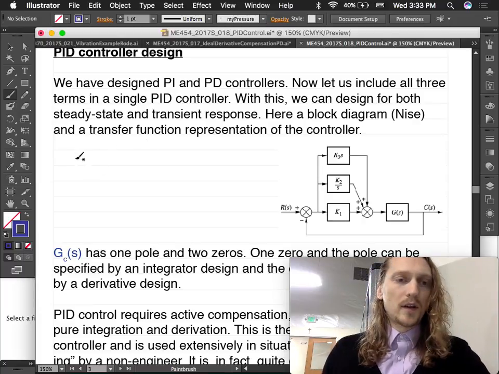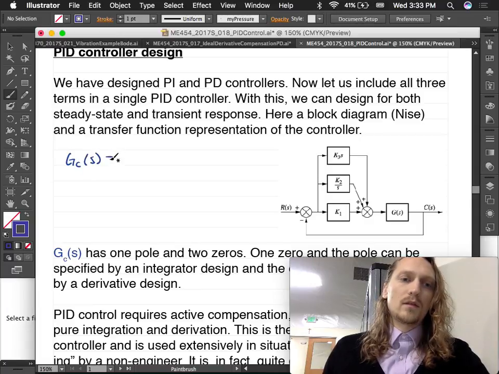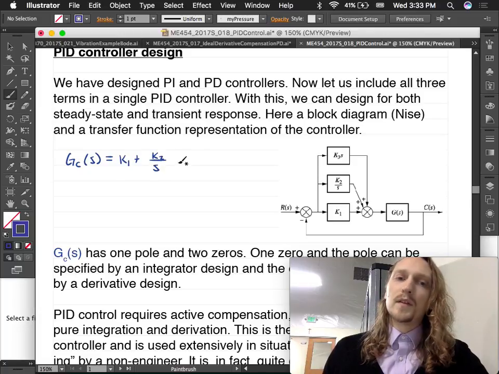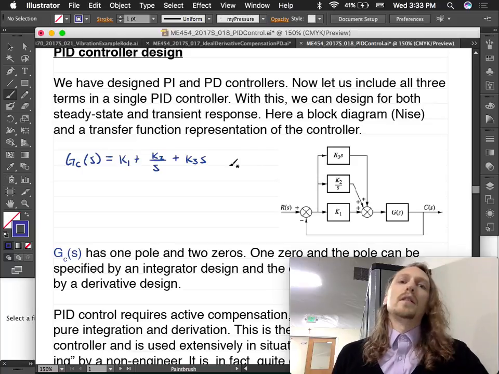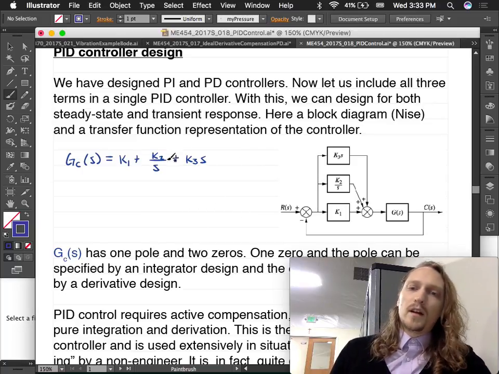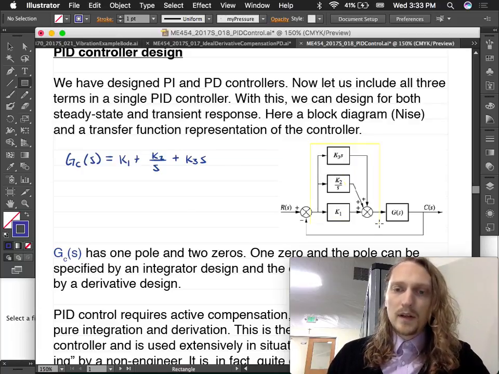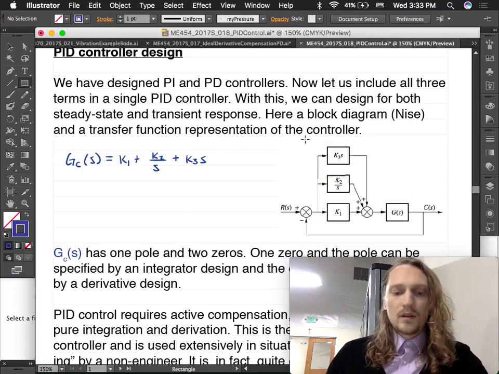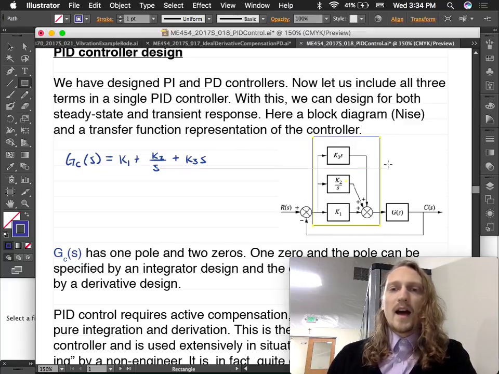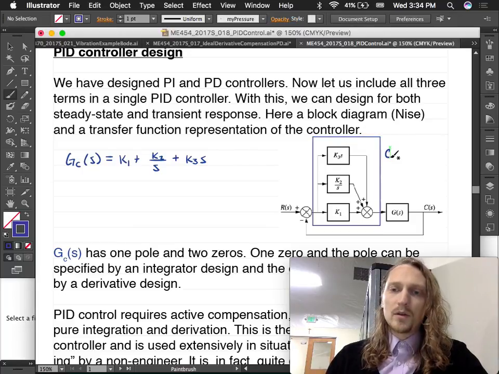Our transfer function representation of the controller is that we have a proportional gain plus an integral term with a gain of its own, plus a differentiator, a derivative term with a gain of its own. Together these three terms, that box becomes our controller.